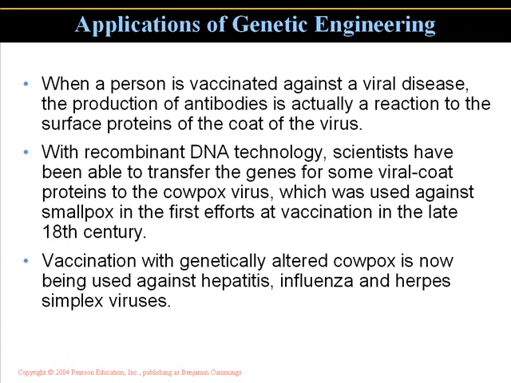When persons are vaccinated against viral diseases, the production of antibodies is actually a reaction to the surface proteins that coat the virus. With recombinant DNA technology, scientists have been able to transfer genes for some viral coat proteins to the cowpox virus, which was used against smallpox first in the 18th century, and we talked about that historically. And then vaccinations with genetically altered vaccinia are now being used against hepatitis, influenza, and the herpes virus as well.